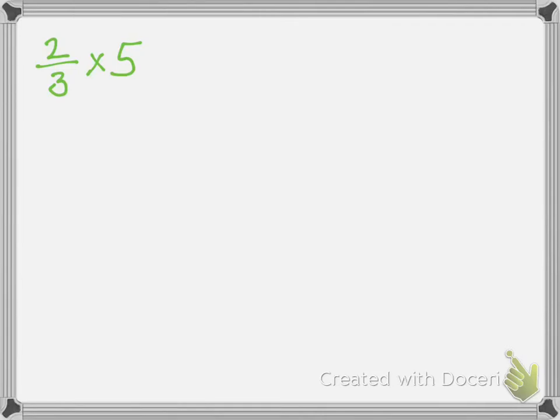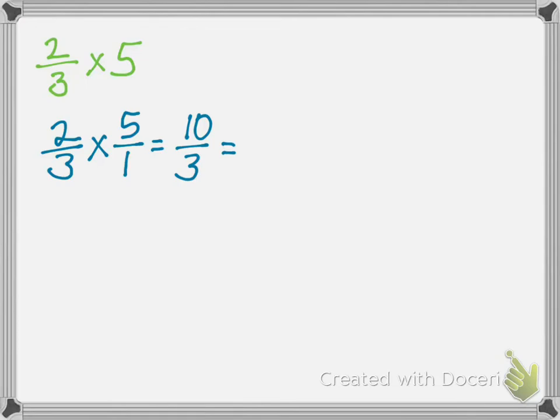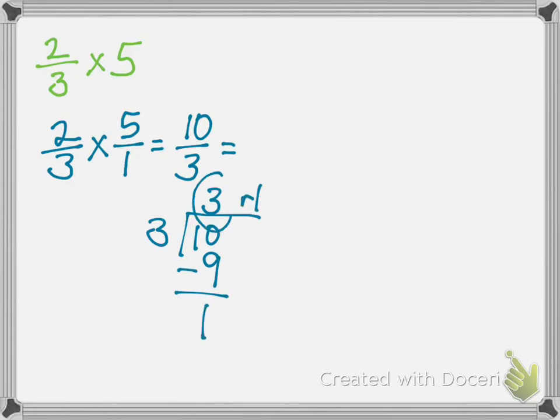Okay, hopefully you simplified. If you didn't simplify, pause now and simplify. Step 1, turn all whole numbers into fractions. So we'll put that over 1. Multiply across, numerator times numerator, denominator times denominator. Simplify, 10 divided by 3 is 3. 3 times 3 is 9, remainder of 1, so it becomes 3 1/3.